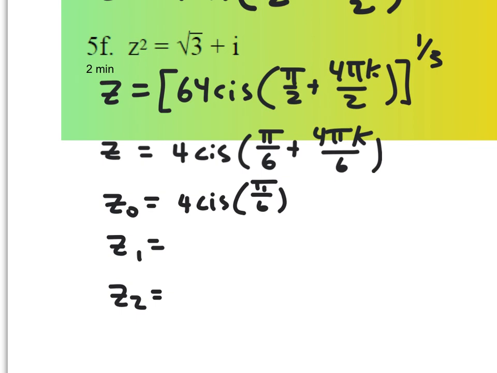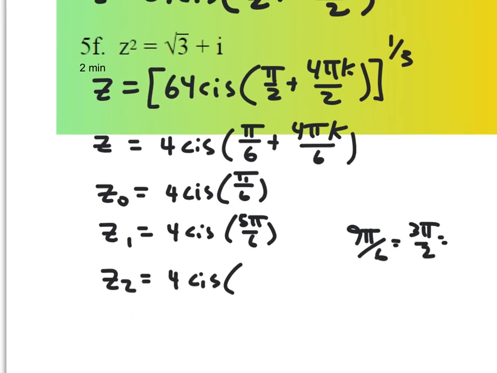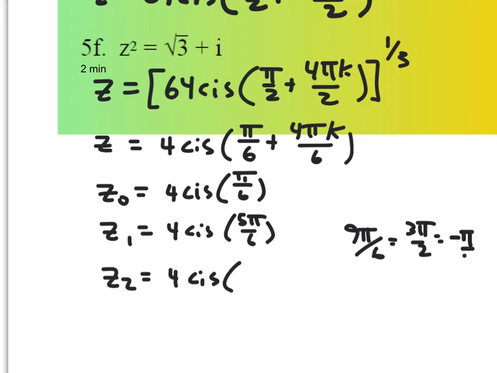I plug in a 1, I get 4 cis 5 pi over 6. And then I plug in a 2, I get 4 cis, what would that be, 9 pi over 6, which is the same as 3 pi over 2, which is the same as negative pi over 2.